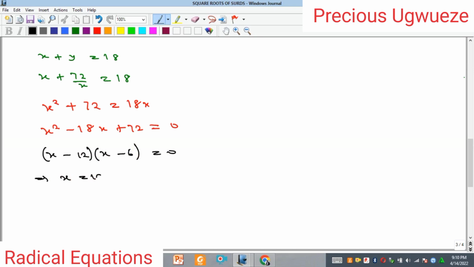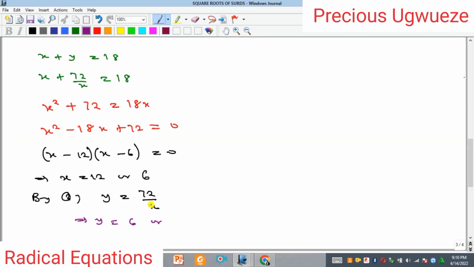So having gotten your x as this, remember that by equation 3, we have that y is equal to 72 all over x. So that is to say that we can find our y by dividing 72 by x. When x is 12, if you divide, it means that your y will be equal to 6. And when x is 6, your y will be 12.